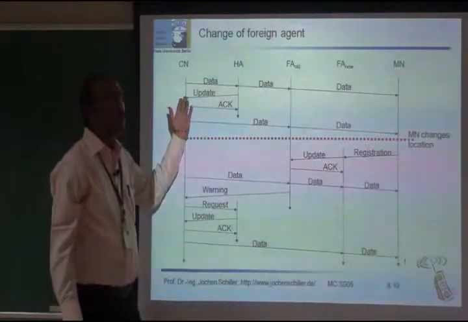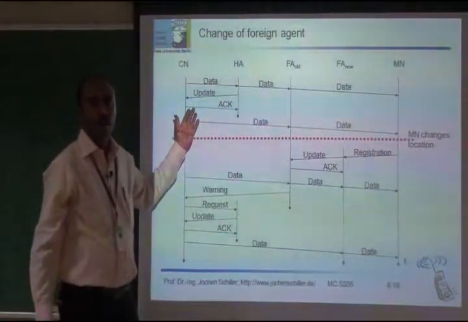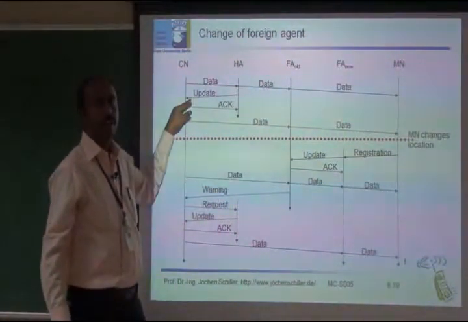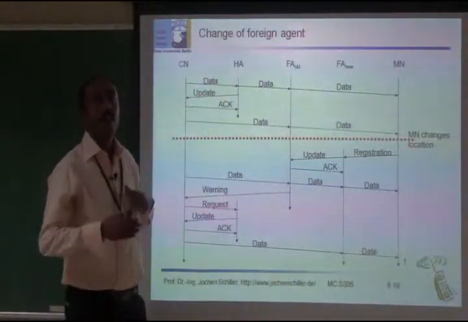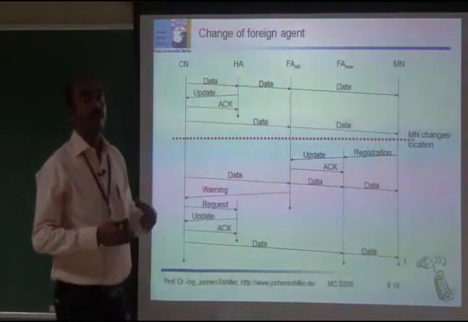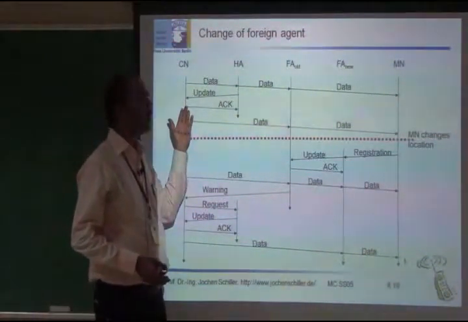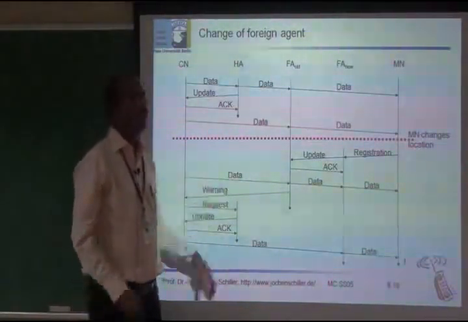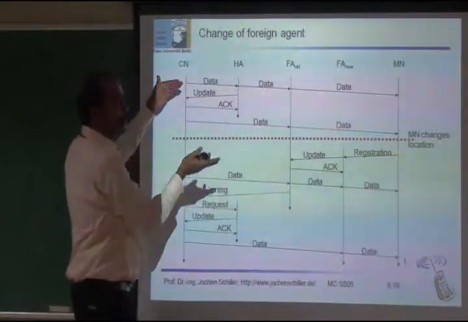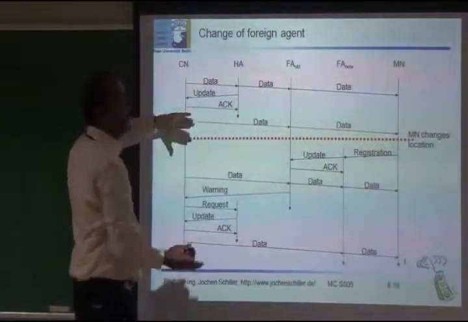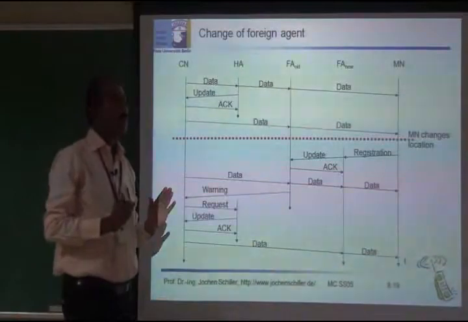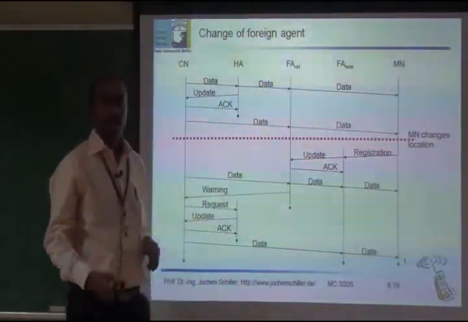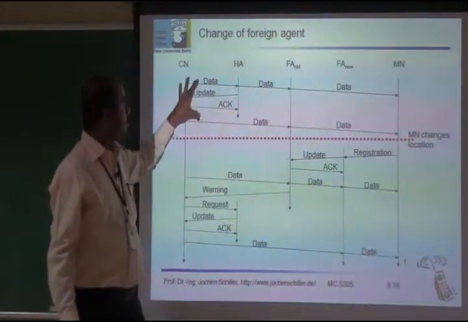Suppose the correspondent node does not know the care-of address of a particular mobile node at this time. So it will update the correspondent node so that the correspondent node will directly communicate with the mobile node in future. After getting the details of that care-of address, it will send the acknowledgement to the home agent. So with these three messages, the correspondent node knows the address of FA old. This is the first phase.